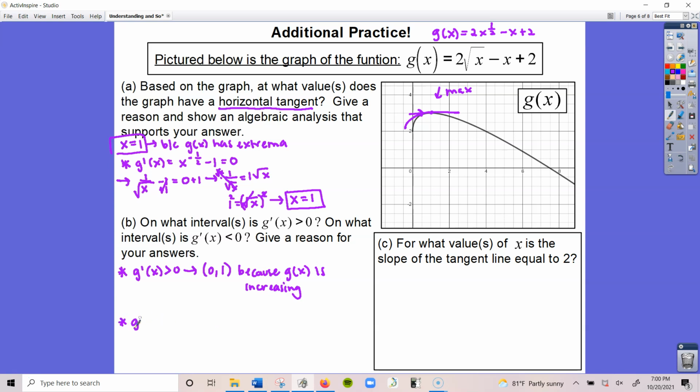Next, let's figure out when g prime of x will be less than 0. And this is when my function is decreasing. And it is decreasing the rest of the time, so that would be from 1 to infinity because g of x is decreasing.